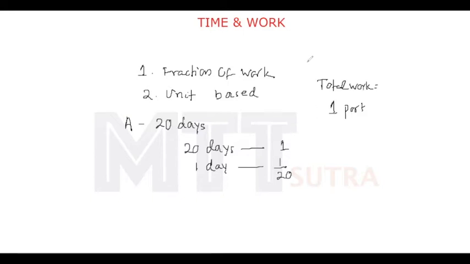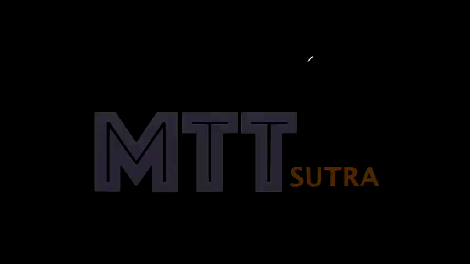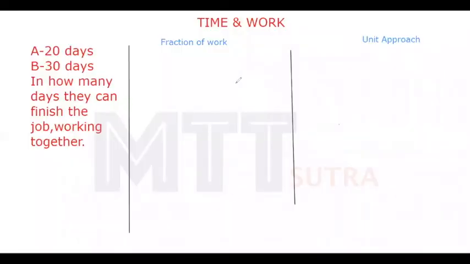Let us discuss a question one by one. This is the question, a simple question. A takes 20 days to do a particular job. B takes 30 days to do the same job. In how many days can they finish the job working together? First, we will discuss the fraction of work method. Then we will discuss the second method, that is the unit approach.